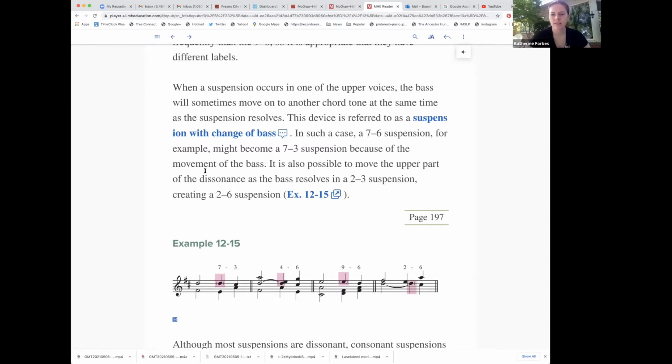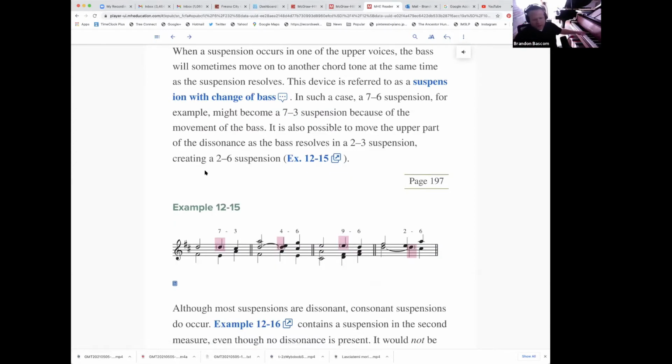When a suspension occurs in one of the upper voices, the bass will sometimes move on to another chord tone at the same time as the suspension resolves. This device is referred to as a suspension with change of bass. In such a case, a 7/6 suspension, for example, might become a 7/3 suspension. So the numbers are off. They're not one after the other because of the movement of the bass. It is also possible to move the upper part of the dissonance as the bass resolves in a 2/3 suspension, creating a 2/6 suspension. So here we are in D major.